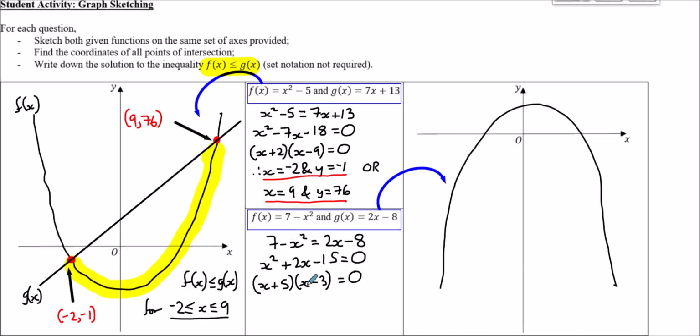So therefore, this is going to have solutions. These are going to meet when either x is minus 5, because that would make this bracket equal to 0. And when x is minus 5, what's y going to be? If we sub in minus 5 into one of these equations, for example for f of x, 7 minus 5 all squared is 7 minus 25, which is minus 18. So that's one of the points of intersection. Or we could have where x is equal to 3.